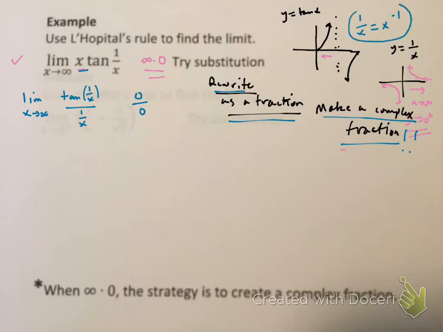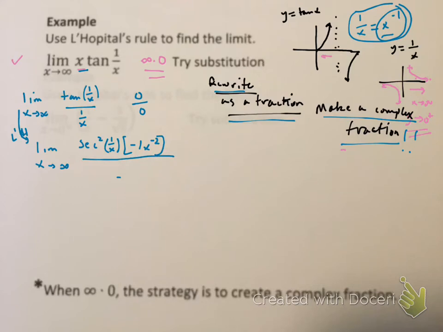So when I take the derivative, I don't have enough room to do everything over here, so I'm just going to do it, but I'm taking the derivative of x to the negative 1. So when I apply L'Hopital's rule to this, I'm going to have the secant squared of 1 over x times a negative 1 x to the negative 2 when I take the derivative of this x to the negative 1. And I'm going to do the same thing here.